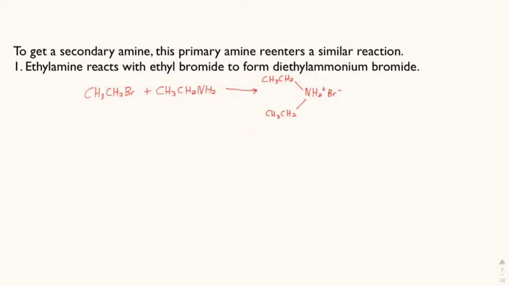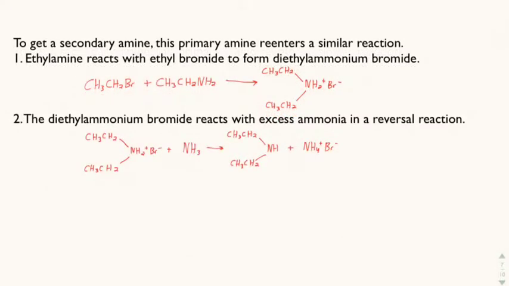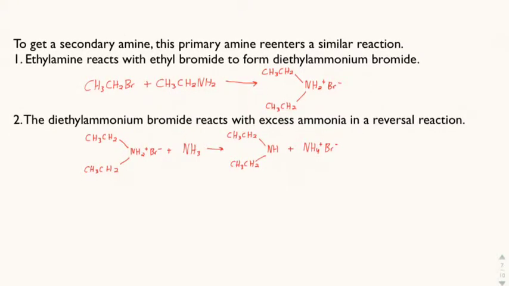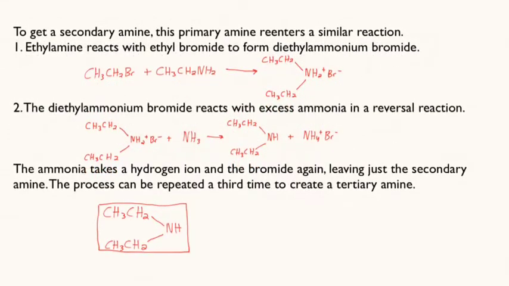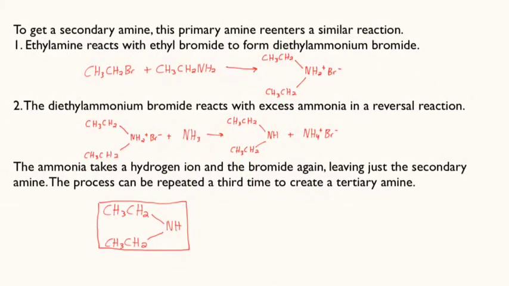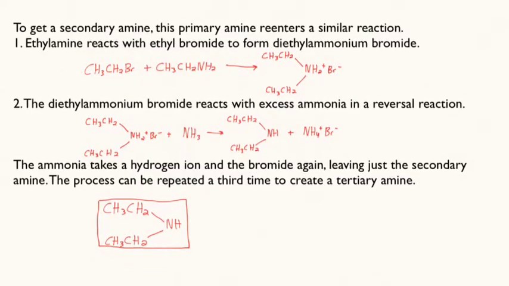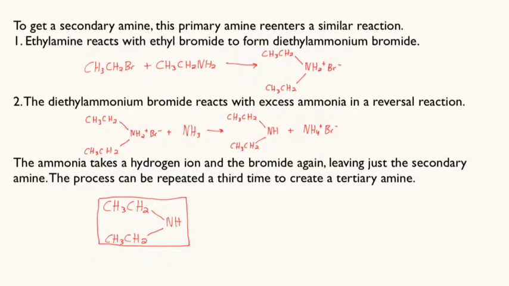To make a secondary amine, this primary amine re-enters a similar reaction. The ethylamine would react with ethyl bromide to form diethyl ammonium bromide. Then, like in the previous reaction, the diethyl ammonium bromide reacts with the excess ammonia in a reversal reaction. The ammonia takes away a hydrogen ion and the bromide. The product of this reaction is diethylamine. The diethylamine can enter a reaction again to make a tertiary amine.